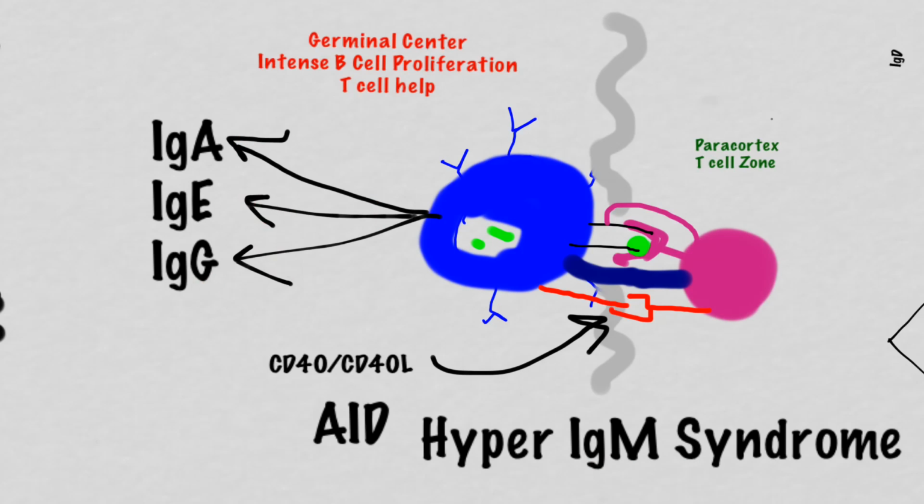So unfortunately, the result is that these patients typically develop severe recurrent respiratory tract infections, because without the ability to class switch, you don't make IgA, which is really important for guarding and protecting our mucosal areas. In particular, many of these infections can lead to severe pneumonias and can be life-threatening.